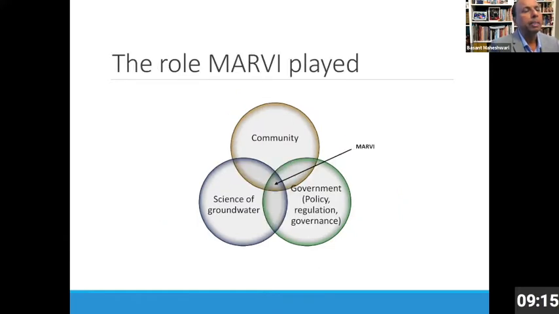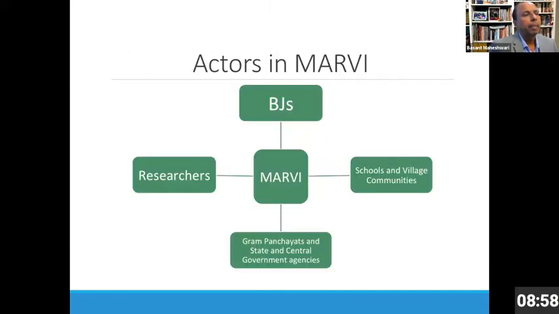So next one, please. So this is where we worked with the community, we developed the science that people can use or understand, and also worked at the same time with the local government, state government, and national government. Thank you. Next one. So in the MARVI project, we had four components. So researchers, and we also worked with school and village communities, and the local government called Gram Panchayat, and state and central government agencies. And the other important component was the Bhujal Jankar, which in Hindi means groundwater informed.